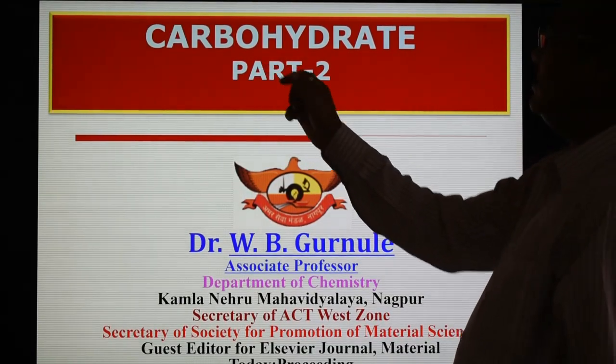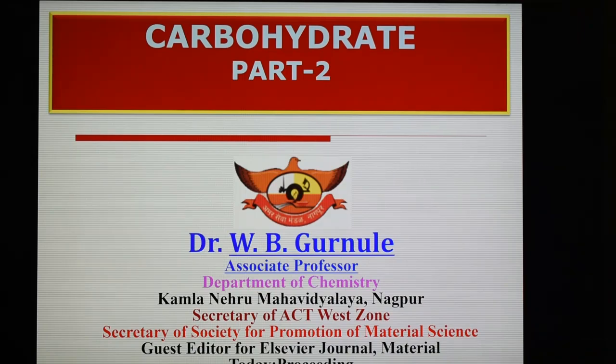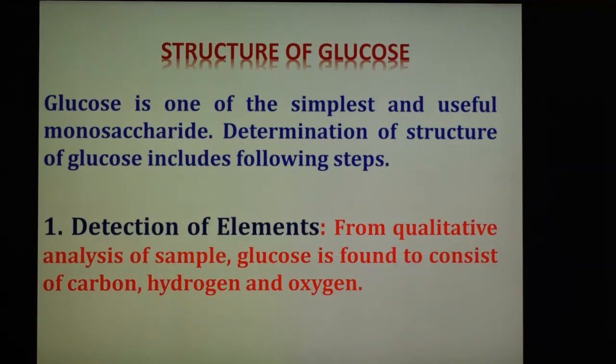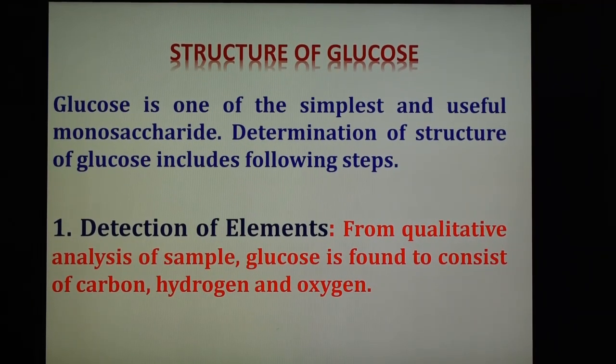So the second part of carbohydrate, today we are going to discuss first the structure of glucose and the determination of the ring structure of glucose. As we know, glucose is one of the simple and useful monosaccharides, and determination of its structure consists of different steps. The first step is detection of elements. From the qualitative analysis of a pure sample of glucose, it is found that it consists of only 3 elements: carbon, hydrogen and oxygen.